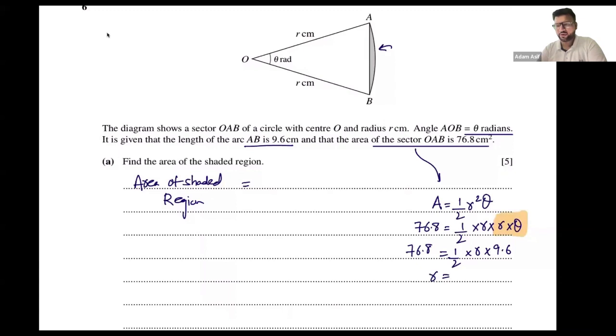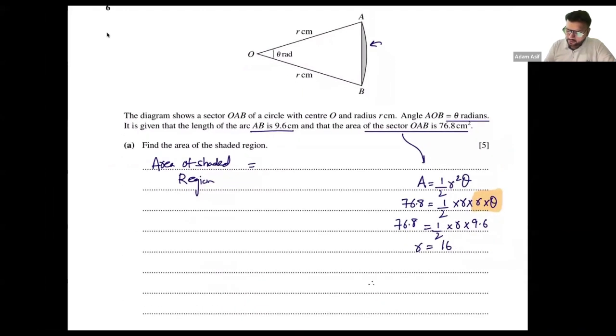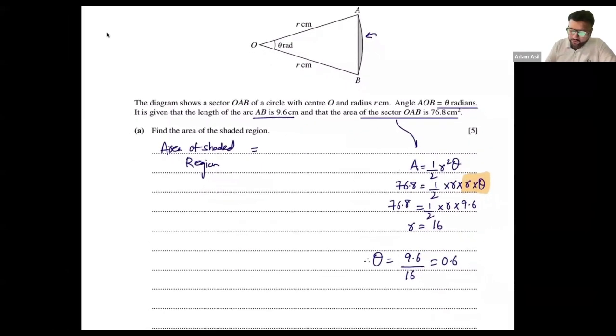So 76.8 times 2 divided by 9.6, I'm getting radius as 16. If radius is 16, then theta would be 9.6 divided by 16. That's 3 upon 5 or 0.6 radians. Okay, for this question, always change your calculator to radian mode. So theta is 0.6. Now we can easily find the area of the shaded region. We can now find the area of the triangle. Okay, so let's find the area of the triangle first.